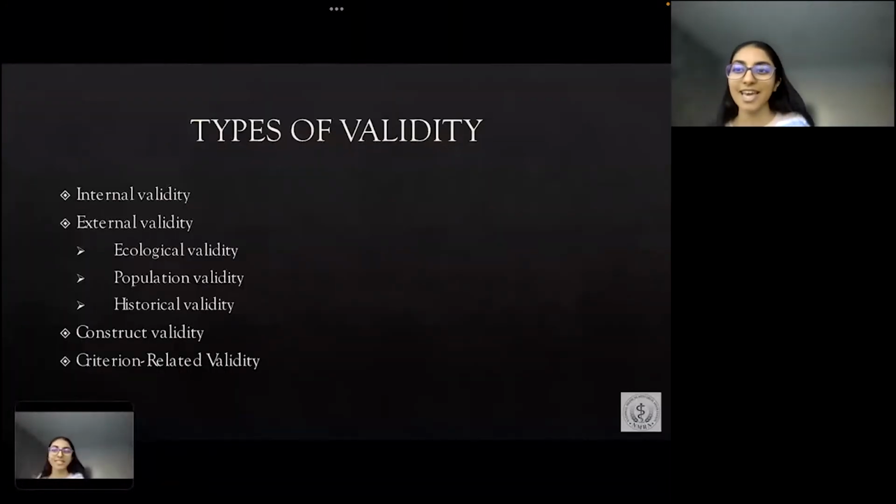Okay, so next slide, types of validity. As you can see here, there are definitely quite a few types of validity. There's internal validity, external validity, construct validity, and criterion-related validity. Internal and external validity are the main types of validity. And within external validity, there's also ecological validity, population validity, and historical validity. Out of those, population validity is particularly key. Okay, so next slide.